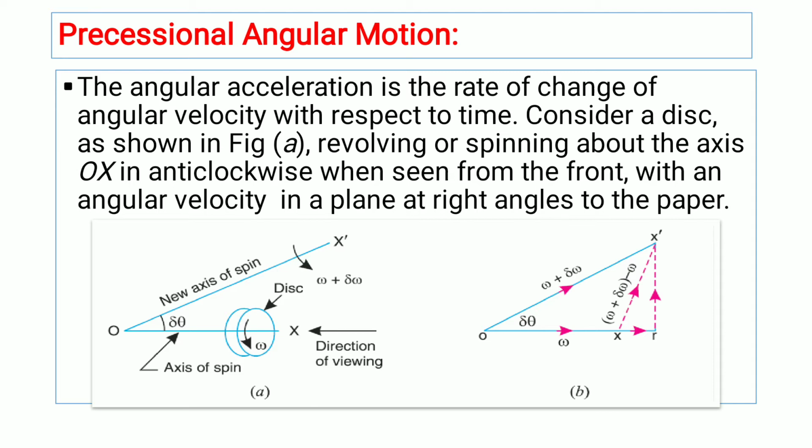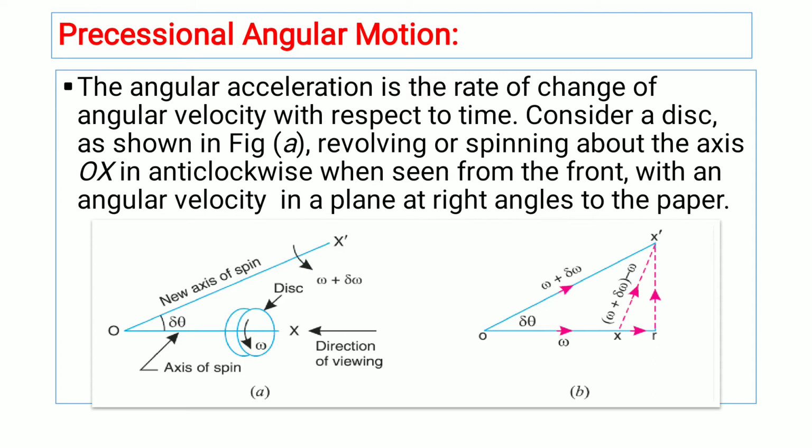Now, if we want to represent the angular velocity of this rotor using the right hand screw rule, then OX is the angular velocity vector. So, we represent the angular velocity of the rotor by OX, and it is omega. Now, if the axis of spin is displaced from its position through a delta theta angle, then the new axis of spin is OX dash.